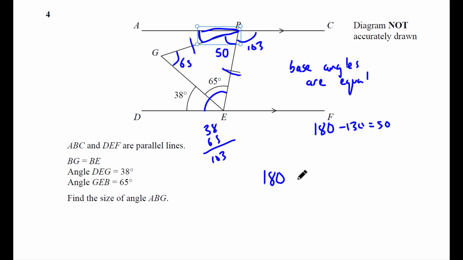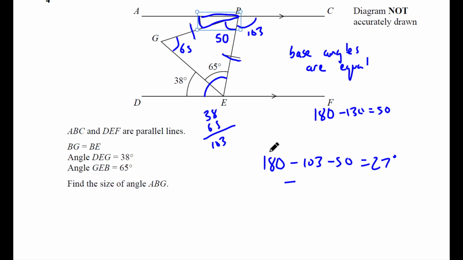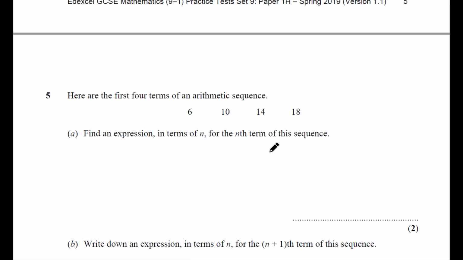So we've got 180 minus 103 minus 50, and that's going to equal 27 degrees. And obviously if the question asks for reasons, say angles in a straight line, alternate angles are equal, etc. And that should be done. That's a 3-mark question, quite easily done.